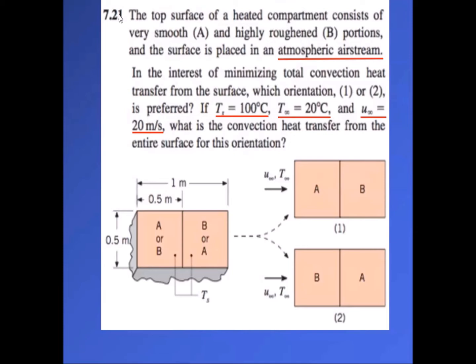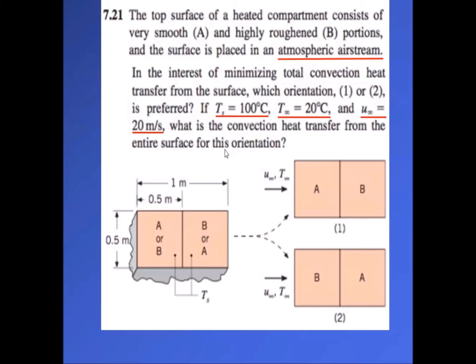In this problem here, the top surface of a heated compartment consists of a very smooth A and a highly roughened B portion, and the surface is placed in an atmospheric airstream. In the interest of minimizing total convection heat transfer from the surface, which orientation, 1 or 2, is preferred? So we have that Ts is equal to 100 degrees Celsius, T infinity is equal to 20 degrees Celsius, and U sub infinity is equal to 20 meters per second. They want us to find the convection heat transfer from the entire surface for this orientation.